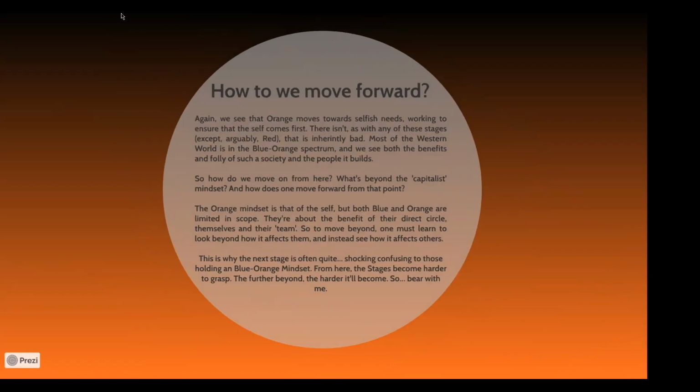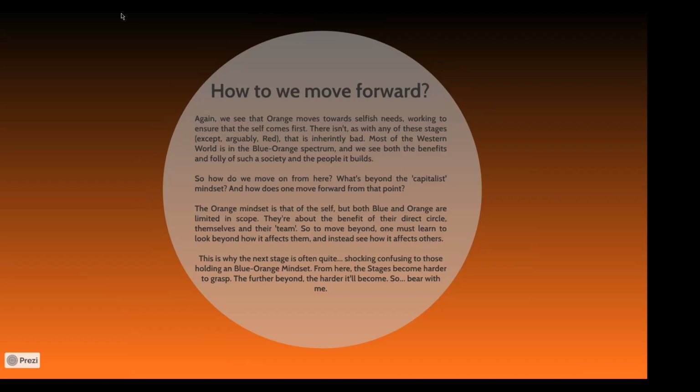So how do we move forward? Again, we see that the orange moves towards selfish needs, working to ensure that the self comes first. This isn't, as with many of these stages, except arguably red, which I would consider a bad stage, terrible twos, teenagers, criminals, and all that. Most of the Western world is in this blue to orange spectrum. And we see both the benefits and folly of such a society and the people it builds. We know this world isn't perfect, and it is built within this blue to orange spectrum.